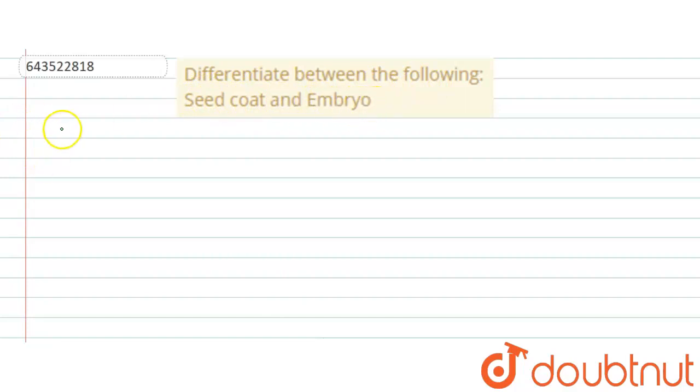Hello everyone, here the question says differentiate between the following: seed coat and embryo. So we have to differentiate between the two. So we will write seed coat on the left hand side and embryo on the right hand side. And we will draw a line in between so that it is easy to differentiate between the two, because we will be writing the differences in bullet form.